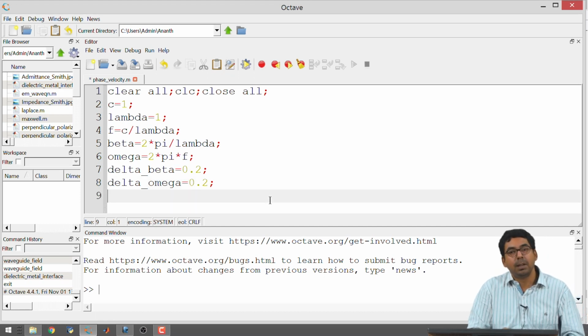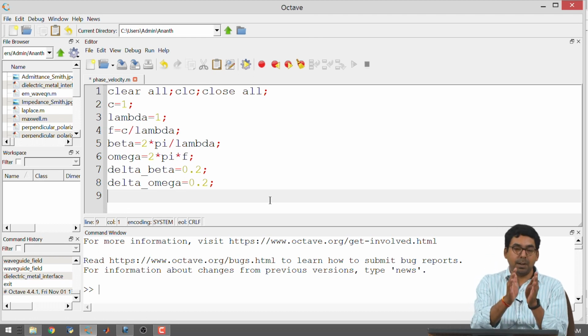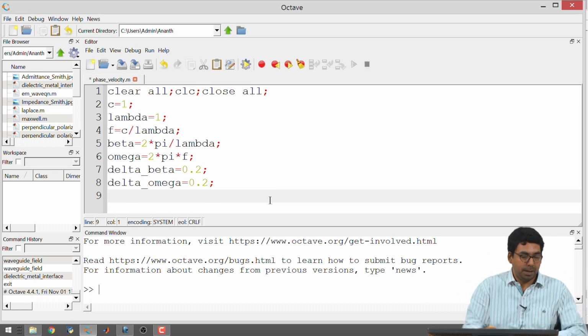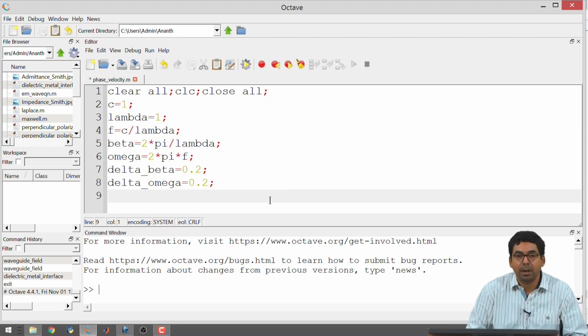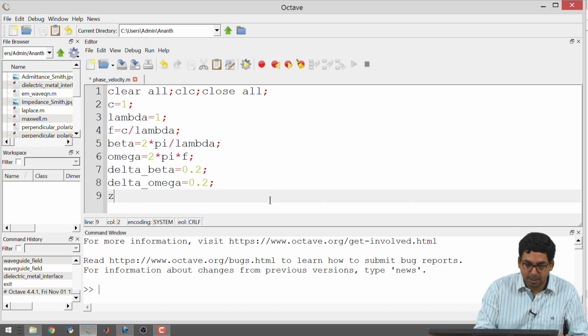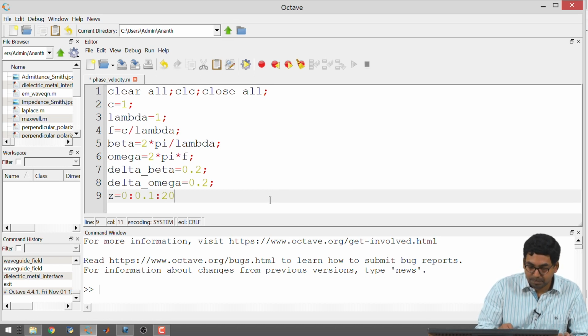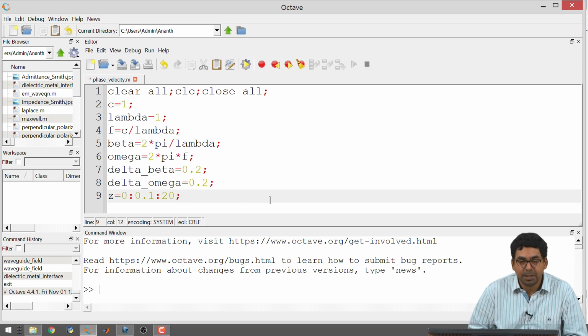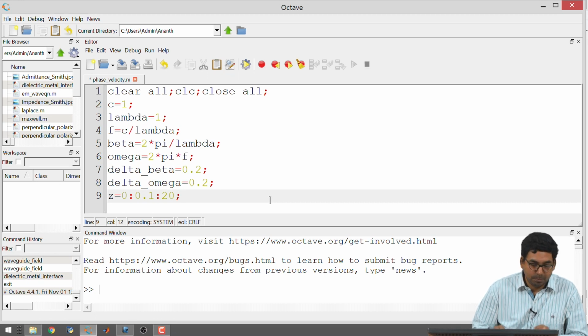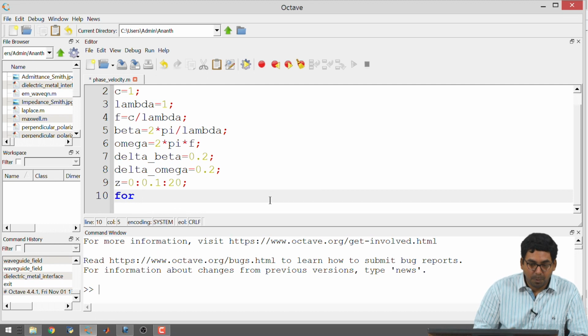And I also have cos omega t minus beta z. So, I need to construct a space in z direction, alright. So, I am going to assume some 20 points or 200 points in z direction and see what happens. So, I will just go with z is an array, just going from some 0 to 20 units. Okay. And I want to see the evolution with respect to time. So, I am going to take some time is equal to 0, also 20 units of time. Right.